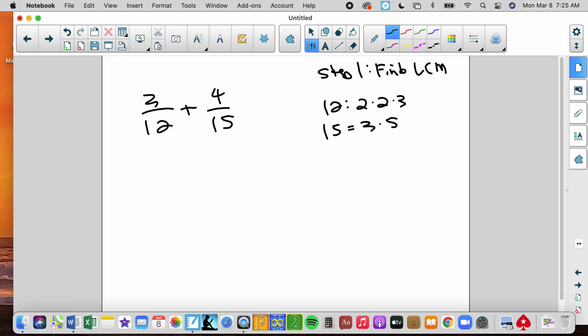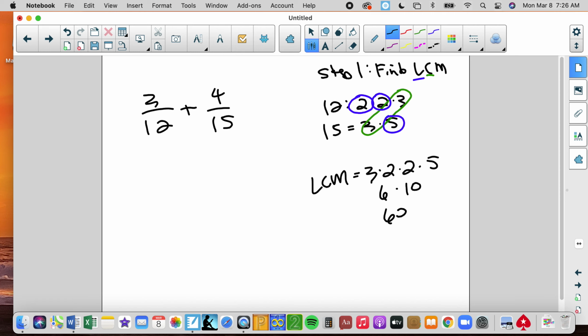Let's circle what they have in common. They only have a 3 in common, so they're going to have a lot of leftovers. They have a 2 as a leftover, another 2 as a leftover, and a 5 as a leftover. So my LCM is going to be what they have in common, a 3, and then whatever they have left over, a 2, a 2, and a 5. So that's 6 times 10. So 60 is going to be the common denominator.